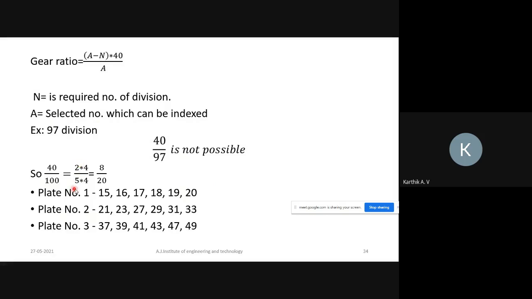If you multiply 4 in the denominator, the numerator also you should multiply by 4. So 2 fours are 8, 5 fours are 20. What does it mean? Choose the 20 hole circle in plate number 1 and count 8 holes. That is the meaning of this.